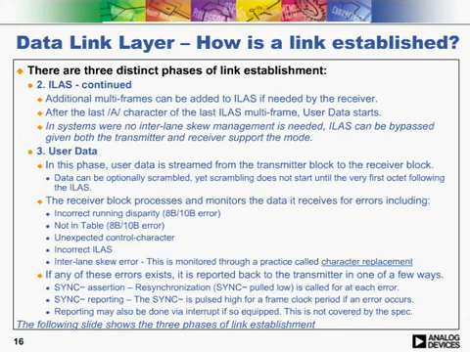To continue on with the ILAS, the additional multiframes can be added to the ILAS if needed by the receiver. After the last A control character of the last ILAS multiframe, user data starts. In systems where no interlane skew management is needed, the ILAS can be bypassed, given that both the transmitter and the receiver support this mode of operation. Then the user data begins.